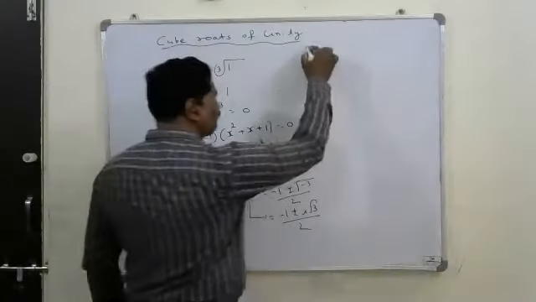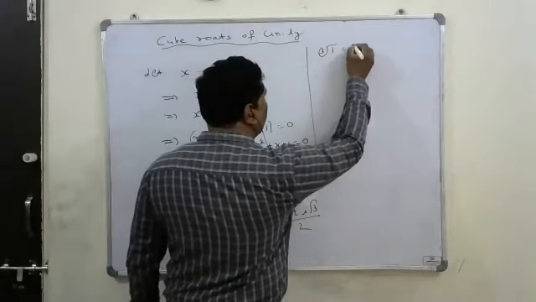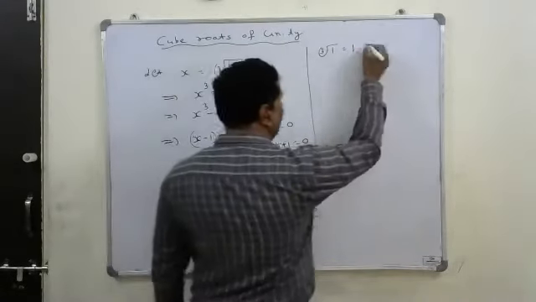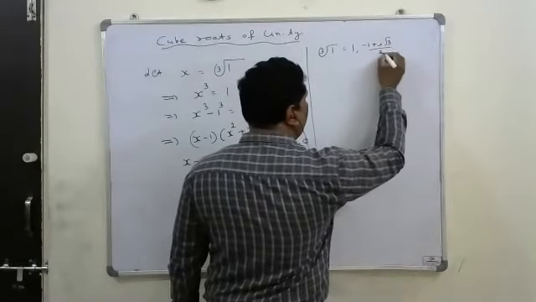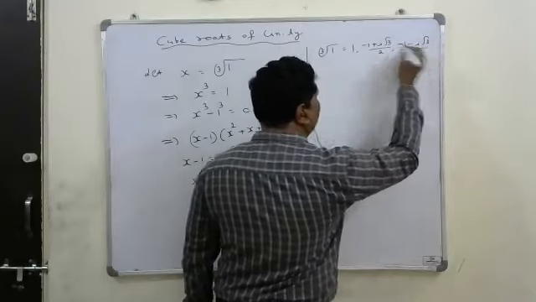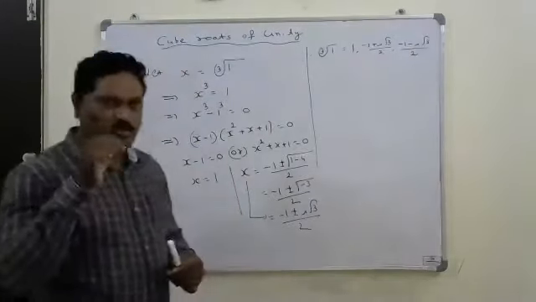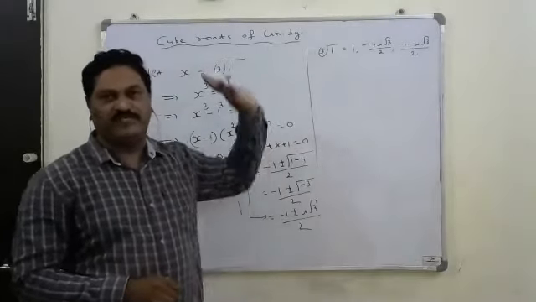So therefore, for the cube root of 1, these values: 1 is one value, minus 1 plus i root 3 by 2 is another value, and minus 1 minus i root 3 by 2 is the other value. Therefore, the value of the cube root of 1 is this much. These are the three values it is going to give.